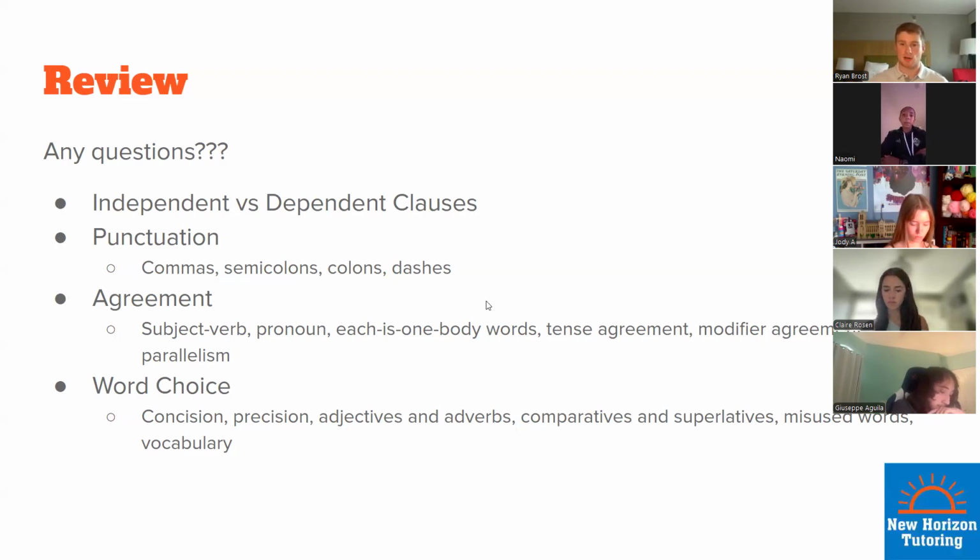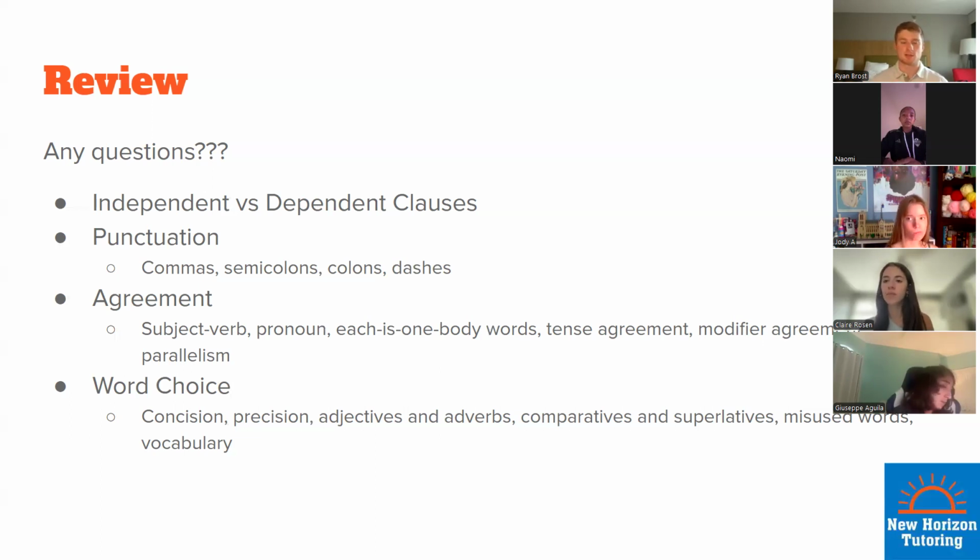And then we also looked at tense agreement, so this is past, present, future. Modifier agreement: whatever is being modified, usually the noun, has to be as close as possible to the thing that is modifying it. And then parallelism. We want everything to be said in the same way, with the same flow, especially in lists.